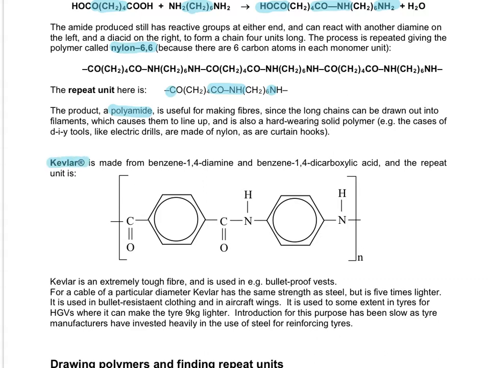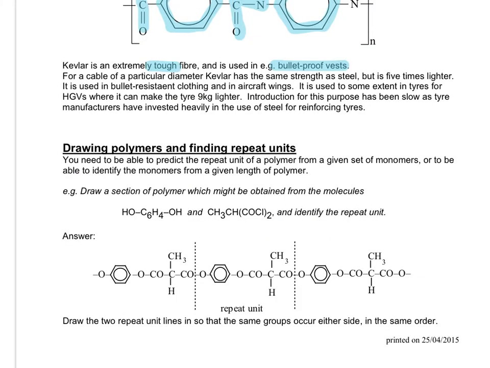And Kevlar again has this amide linkage, and it's made up from a dicarboxylic acid with the benzene group in the centre. And then the other one is from a diamine with the benzene group in the centre. It's a really, really tough material, and it's often used in bulletproof vests. You do need to be able to draw these polymers and find repeat units.